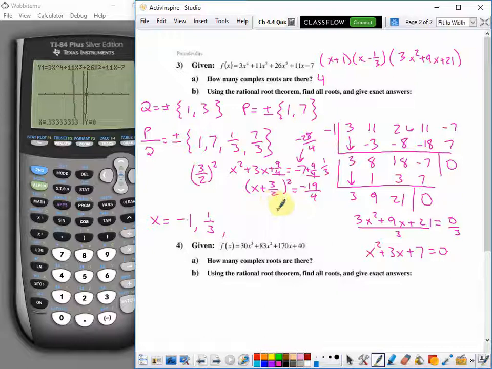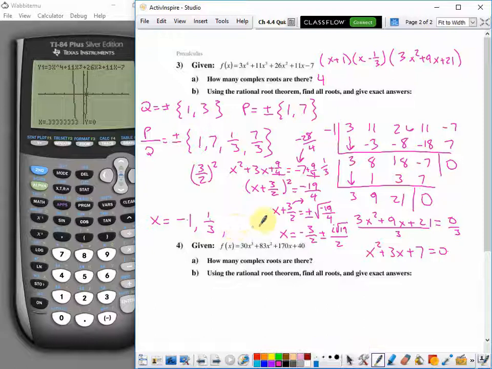Take the square root of both sides: x plus 3 halves equals plus or minus the square root of negative 19 over 4. And now to simplify, I'm going to move this over and then simplify this radical. So x equals negative 3 halves plus or minus. The square root of negative 19 is i times the square root of 19. Square root of 4 is 2. So my other two roots are non-real: negative 3 halves plus i root 19 over 2, and negative 3 halves minus i root 19 over 2.